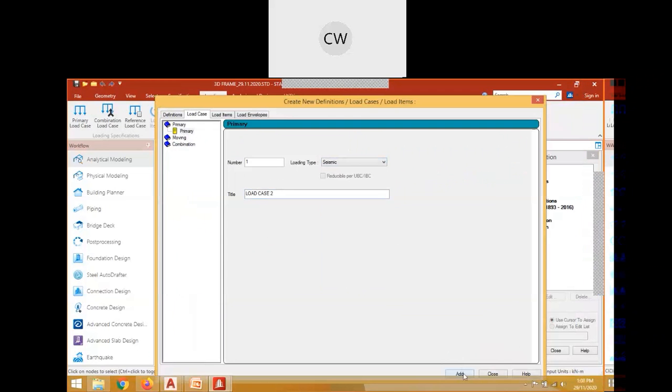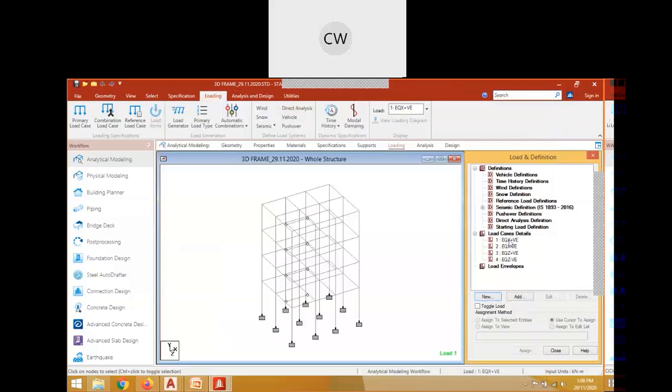So I will just say EQX positive, say add. Then next will be EQX negative, say add. Then EQZ positive, say add, and EQZ negative, say add, correct? So all load cases you can see here, these are the creation of the load. No load is assigned in this particular case right now. So we have defined the seismic load.